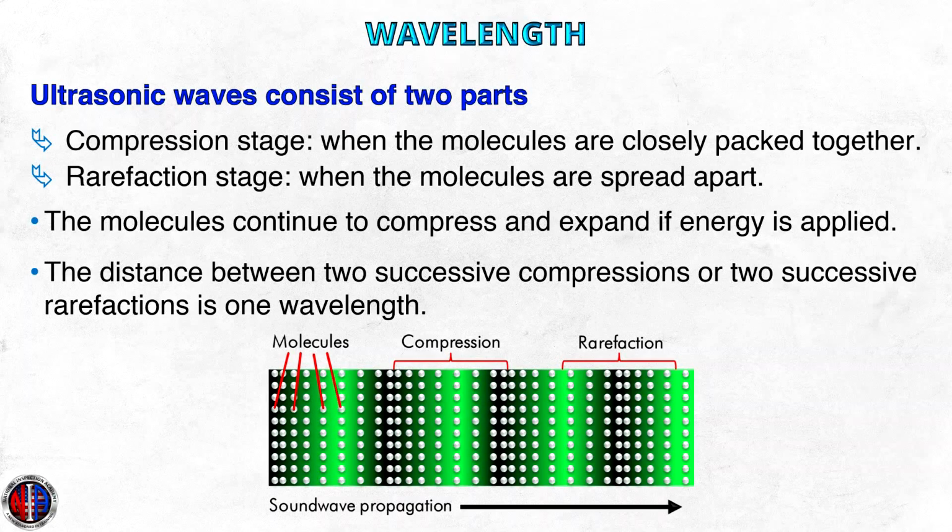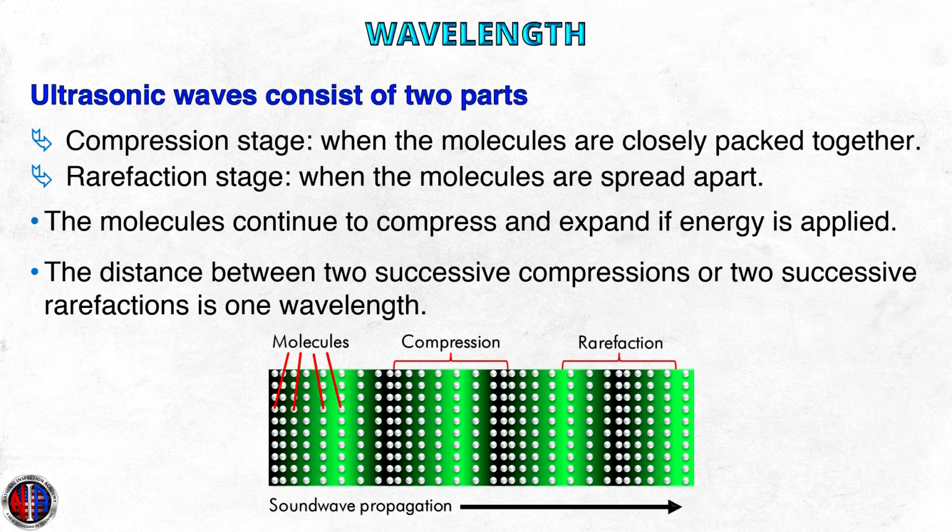The ultrasonic wave consists of two parts as it propagates through the test specimen. The first part of the wave front is when the molecules are closely packed together, called the compression stage. The second part of the wave front is when the molecules are spread apart, known as the rarefaction stage. The molecules continue to compress and expand as long as energy is applied. A good way to visualize the compression and expansion of the molecules of the wavefront as it travels through a medium is to envision the contractions and expansion movements of a spring.